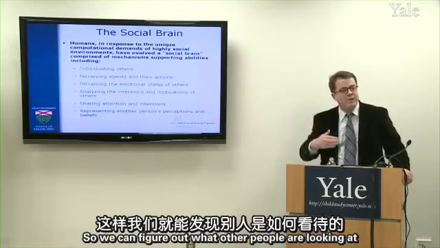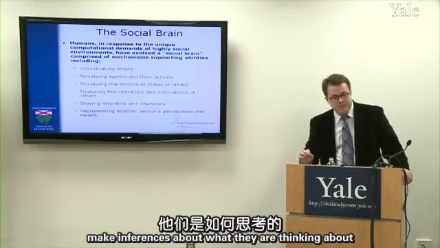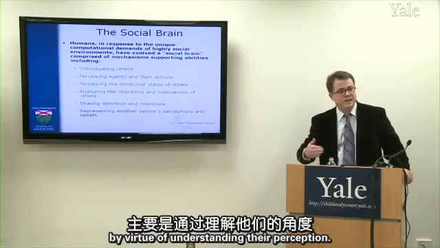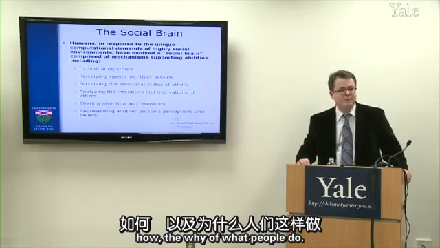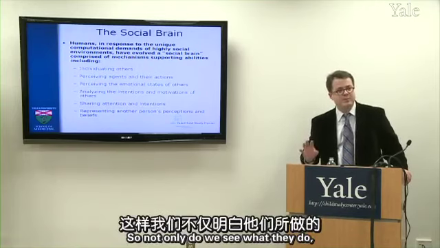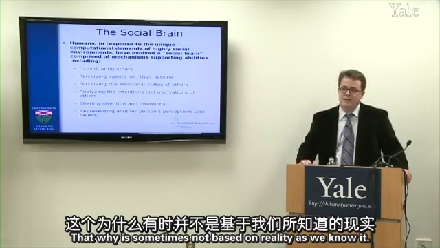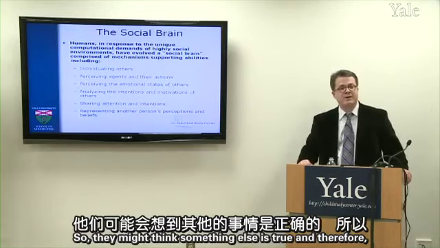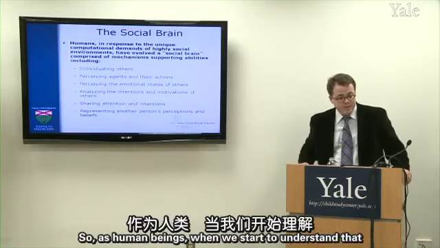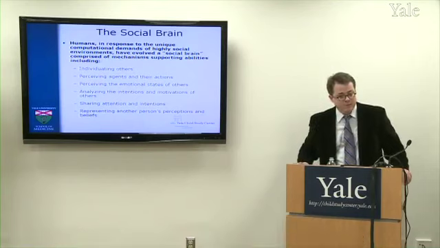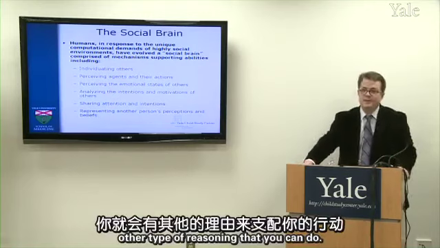So even we can figure out what other people are looking at, and we can make inferences about what they're thinking about by virtue of understanding their perception. And then we can begin to understand the why of what people do. So we not only just see what they do, but we start to understand that there's a why underneath it. And that why is sometimes not based on reality as we know it. So they might think something else is true and therefore act upon that something else. And so as human beings, when you start to understand that other people are acting on the basis of what they believe, then that opens up a whole other world, a whole other type of reasoning that you can do.